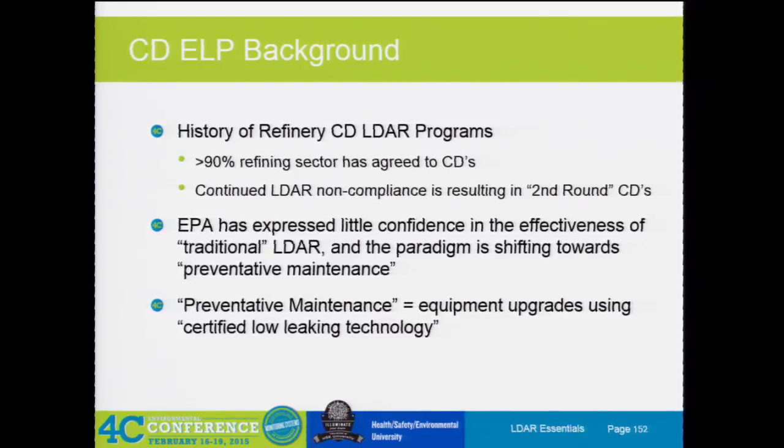CDs, 90% of the refineries have CDs. If you don't have a CD, you're pretty lucky. Chemical industry doesn't have them. Yeah, well, they're starting to get them. They're not there yet. They're going to do a second round of CDs. Some of you have seen that. Well, maybe some of you have seen that. I know a few plants have gotten a second CD.